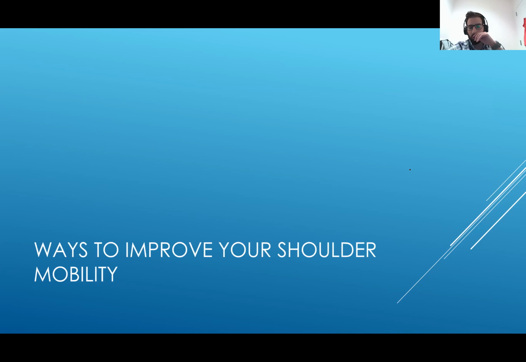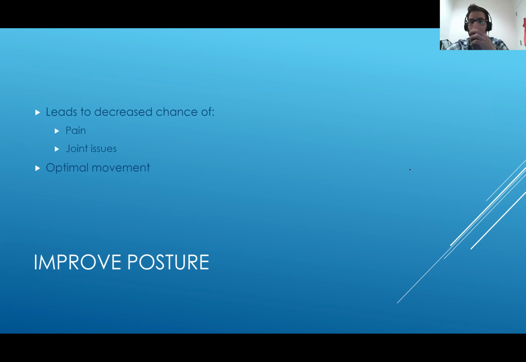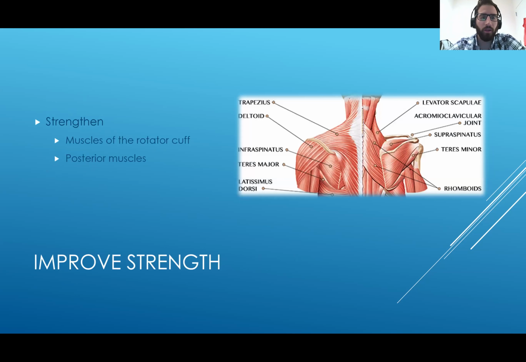So, ways to improve your shoulder mobility. Improve posture. I kind of talked about this before. You want to make sure that your shoulders are back and your posture is good, because forward shoulders are not ideal for our shoulder mobility. Good posture leads to decreased pain and decreased joint issues, and it leads to optimal movement of the body, which means you can lift more and do more activities because you'll be in less pain, and you won't have to take time off because of pain or discomfort.